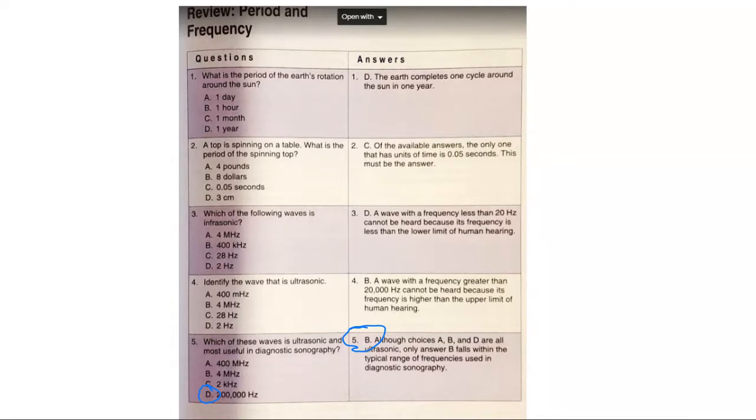And here, okay, yeah, this 5 was the only one they got wrong. Yeah, okay, thank you. So although A, B, and D are all ultrasonic, only answer B falls within the typical range of frequencies used in diagnostic ultrasound. See, this is not megahertz, that's kilohertz. That's almost like a broadband cable TV system.